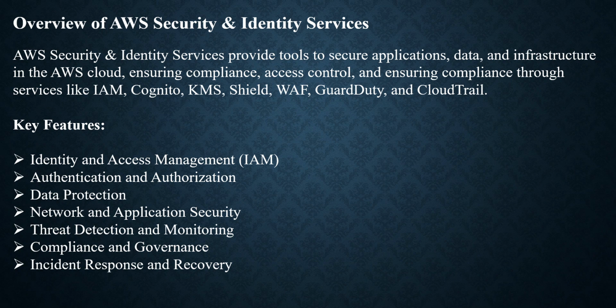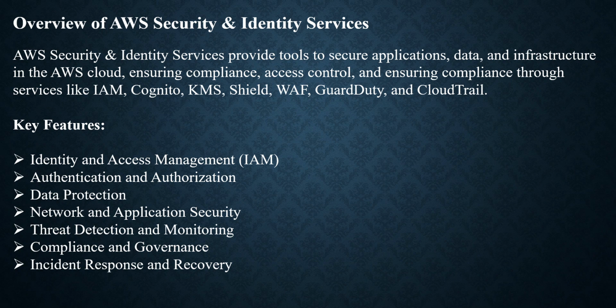What are AWS security and identity services? They provide tools to secure applications, data, and infrastructure in the AWS cloud, ensuring compliance and access control through services like IAM, Cognito, KMS, Shield, WAF, GuardDuty, and CloudTrail. The main key features we are going to discuss in upcoming slides: identity and access management, IAM authentication and authorization, data protection, network and application security, threat detection and monitoring, compliance and governance, incident response and recovery.